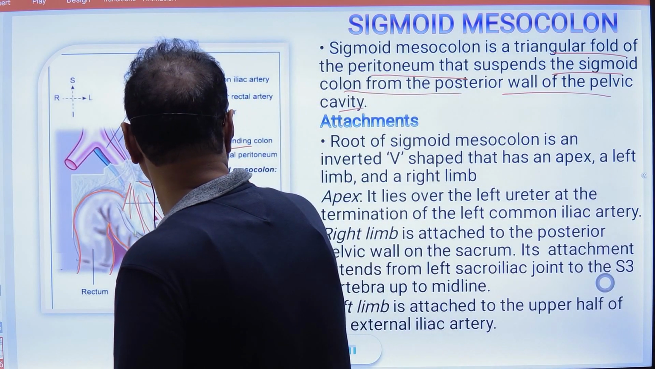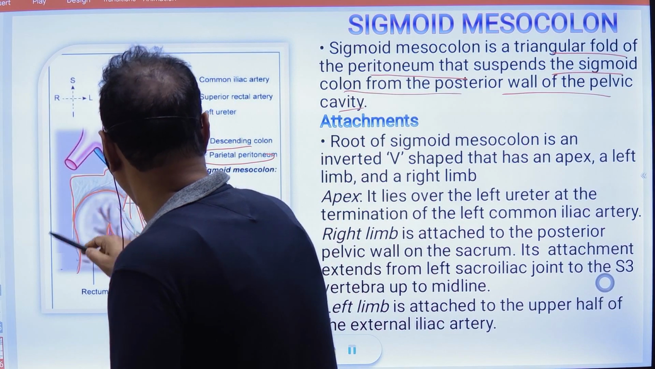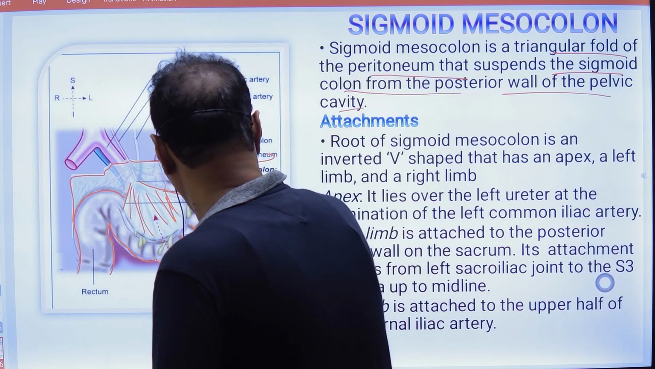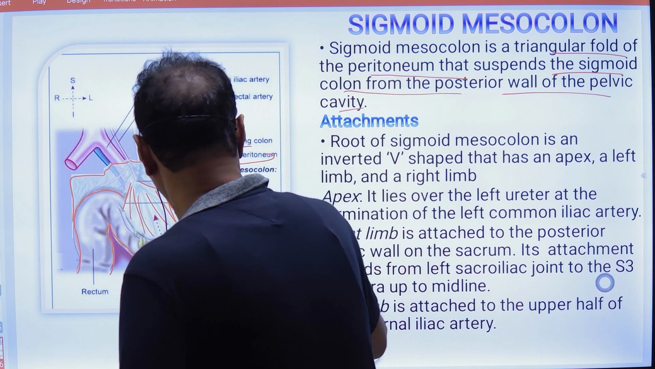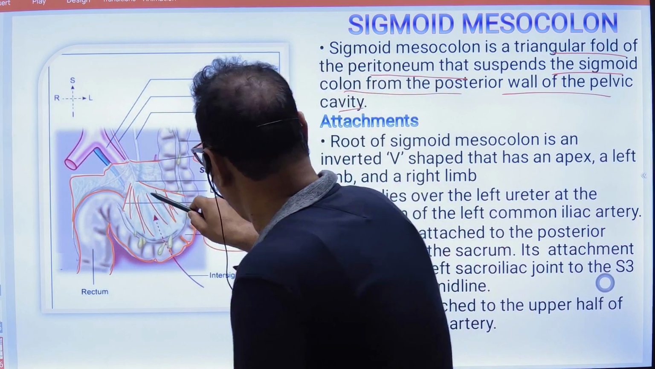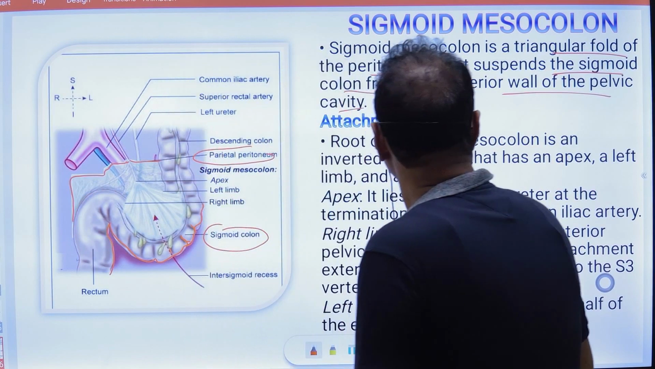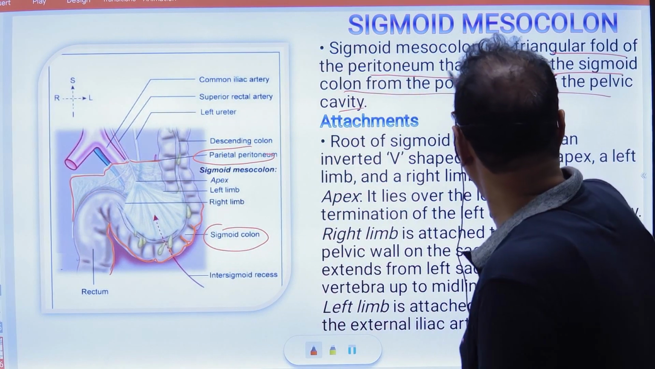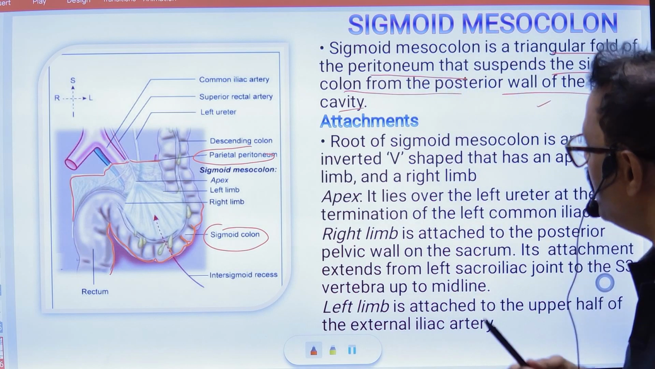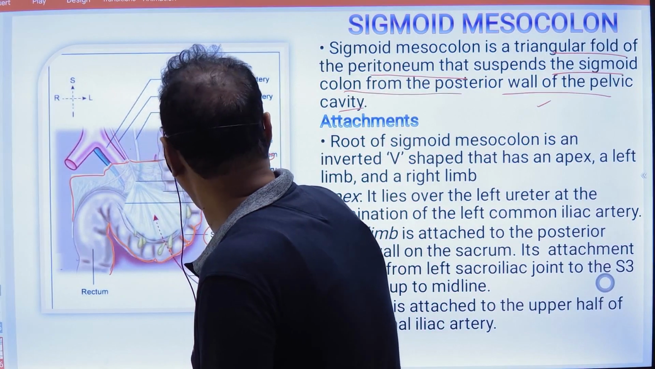Then we have the parietal peritoneum over here. This is the parietal peritoneum. So it is a triangular fold of the peritoneum that suspends the sigmoid colon from the posterior wall of the pelvic cavity. We hang from the posterior wall of the pelvic cavity, on the posterior side.